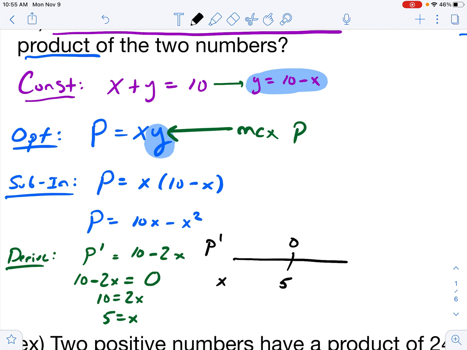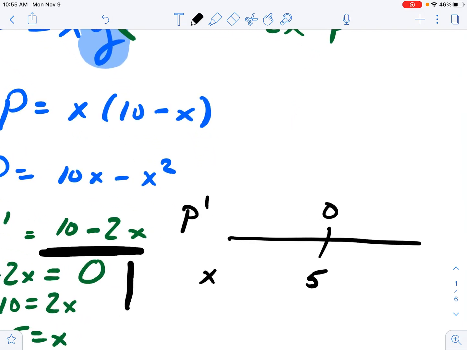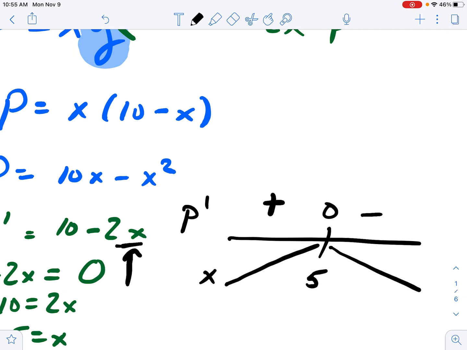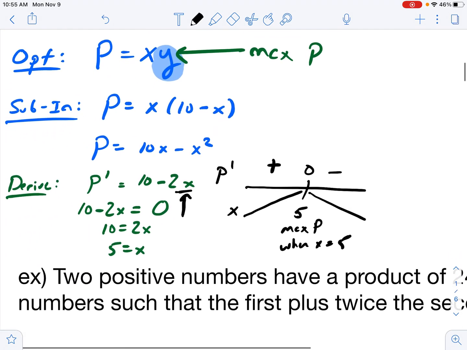When x is 5, the first derivative is 0. And again, I'm just going to test numbers in my first derivative to see if they're positive or negative. If I plug a number less than 5 in for x, it looks like that's going to come back positive. So product is increasing. If I take a number bigger than 5 and plug it in for x, like 6, 10 minus 12 is negative. Product is decreasing. We indeed found a max at x equals 5. Okay, so we do need to show this work to verify that we have a max.